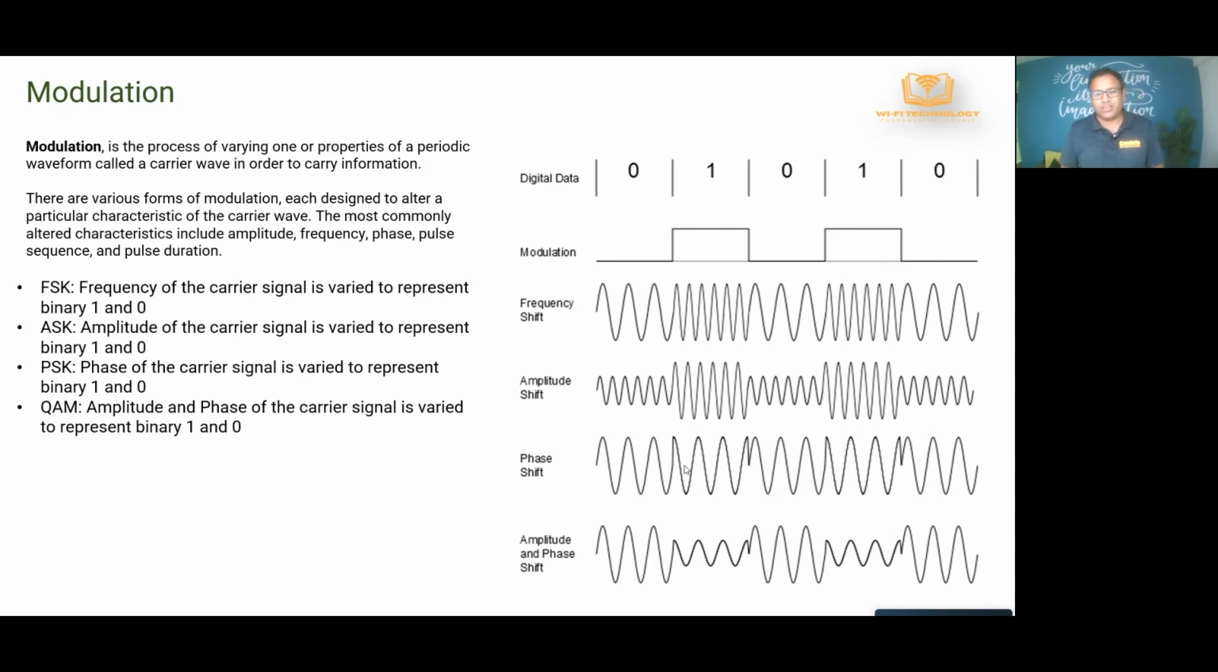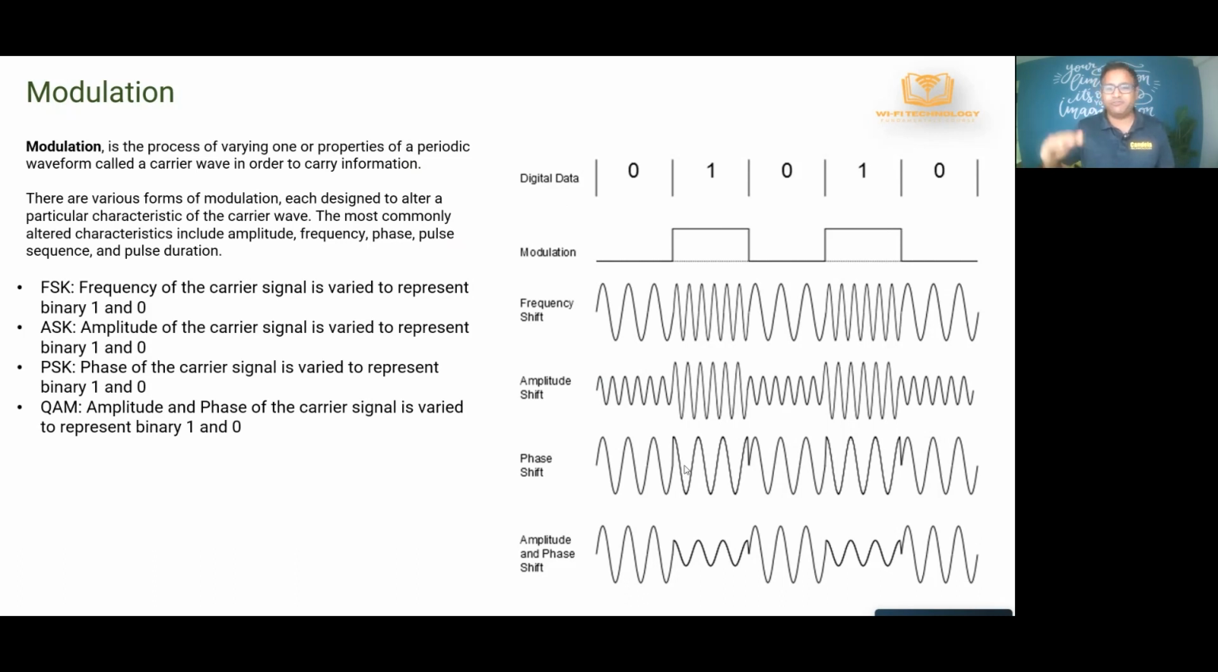Now there are more complex ones like quadrature amplitude modulation or QAM. Most of you who are here in the Wi-Fi world might have heard about QAM, and we talked about 16 QAM, 64 QAM, 256 QAM, Wi-Fi 7. Now we are saying it is 4K QAM or 4096 QAM and so on. So what is this QAM? QAM is where you are varying both the amplitude and phase to carry the signal.